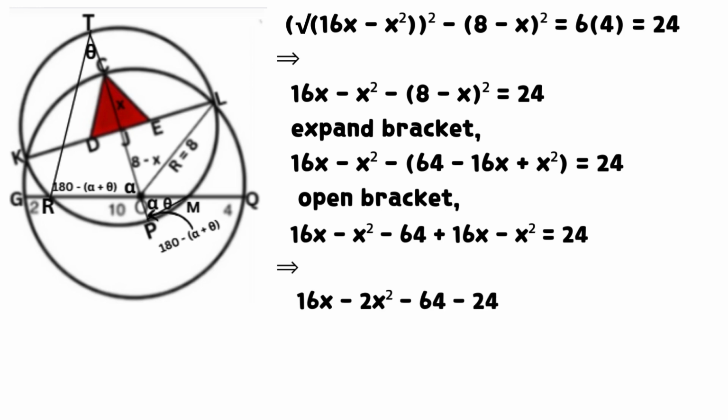Combine like terms on one side of the equation and simplify. We have 16 times x minus 2 times the square of x minus 64 minus 24 equals 0. Remember that the constant term of the equation is negative 64 minus 24, which equals negative 88.